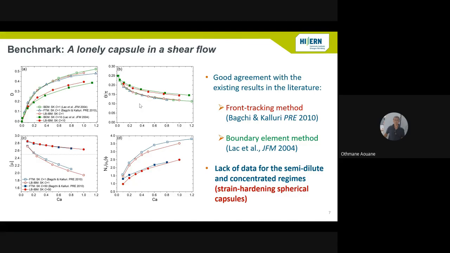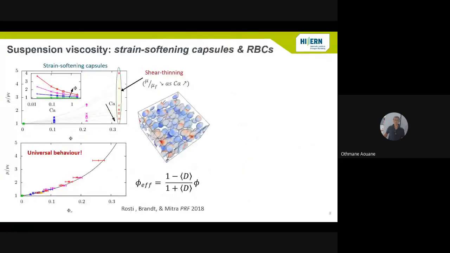Then we compare the results that we have with existing literature. So we did compare our results with front tracking method and boundary element method. And we found a quite good agreement. The only problem now is that if you want to move one step further and go toward the semi-dilute or concentrated limit, there is nothing in the literature to compare with. So we found ourselves being the first people doing this.